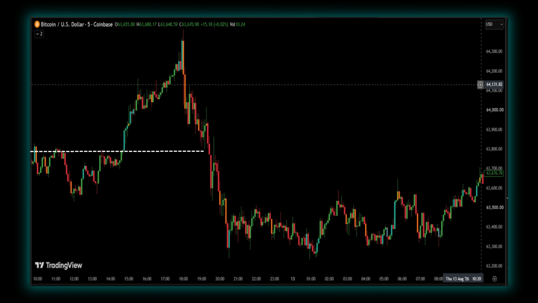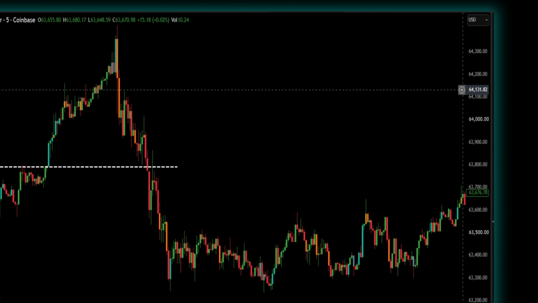Let's look at a real example, using Bitcoin on the 5-minute chart. Before we touch the volume profile, we have to find our market structure. Looking at the chart, we have this aggressive, sharp drop, an impulsive move down that breaks our previous local support. This is our confirmed structural shift.